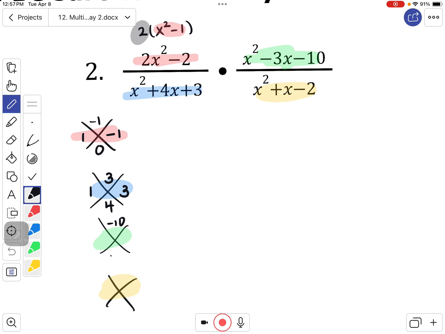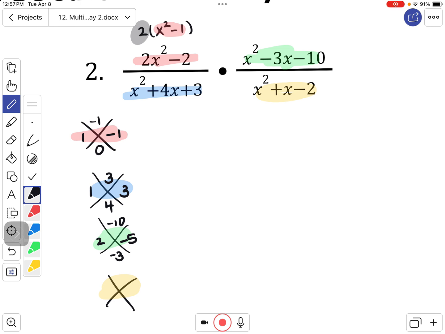Negative 10 and negative 3. Two numbers that multiply to 10 are 2 and 5. If we want to make it negative, either the 2 or the 5 has to be negative, but because that 3 is negative, the 5 is going to be negative. 2 minus 5 is that negative 3.